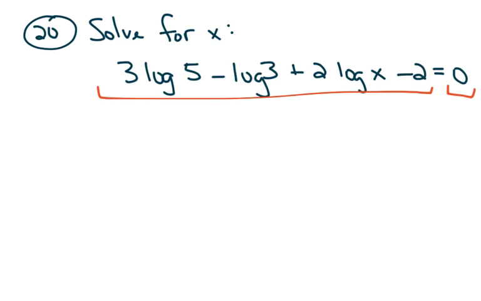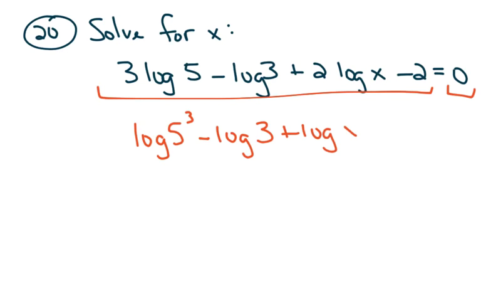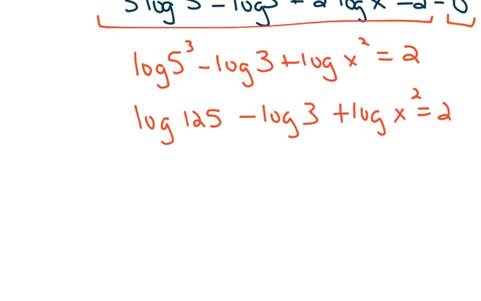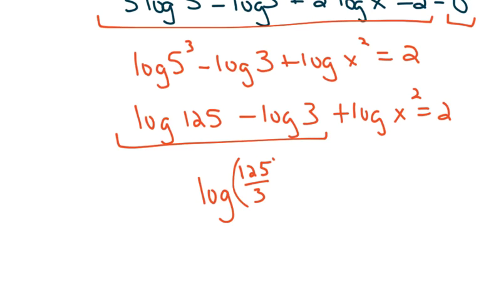Or, to do this problem algebraically, you would first get rid of any number in front of a log by making it an exponent. I would take that minus 2 and add it to the other side. So this is log of 125 minus log 3 plus log x squared equals 2. Then from left to right, I would simplify the logs using the property of logarithms. This is going to be log of 125 over 3, which is not reducible.